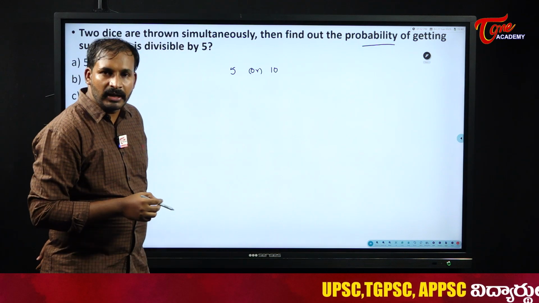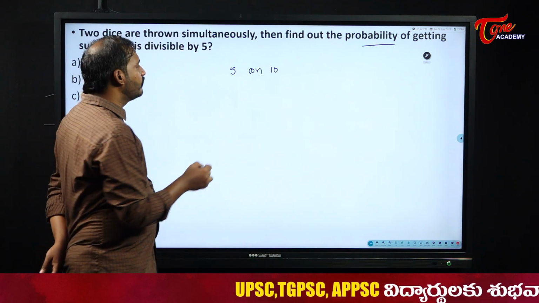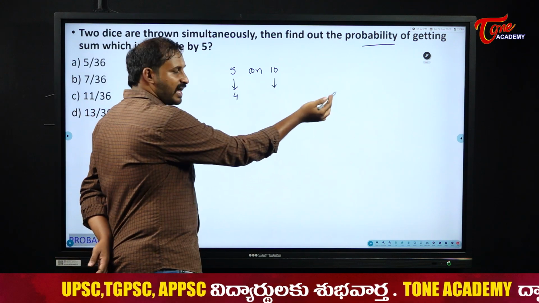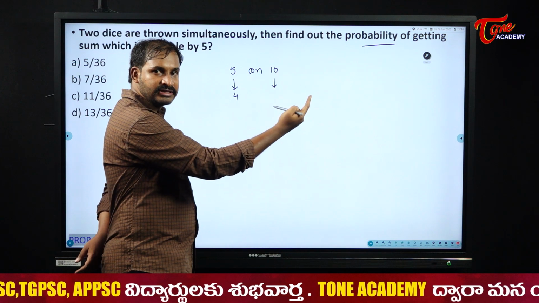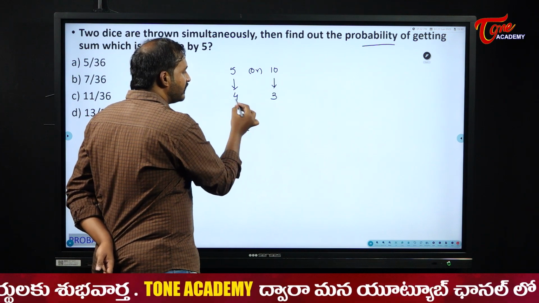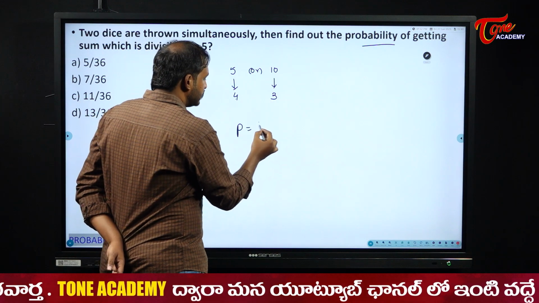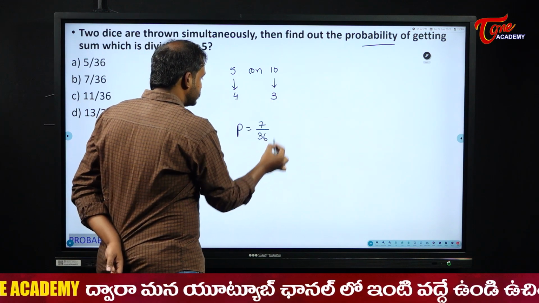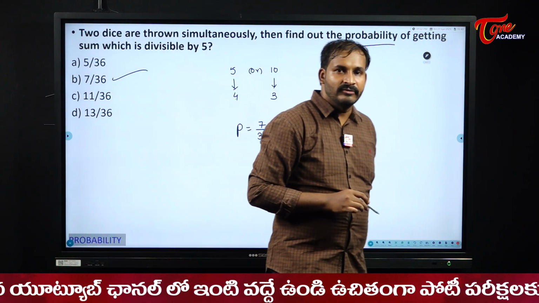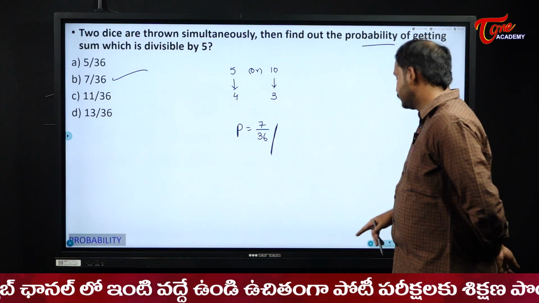5 or 10. Only 2 multiples are possible, right? To get 5, how many chances do we have? 4. To get 10, from the back side, 12 is 1, 11 is 2, 10 will become what? 3. So my probability here will become 4 plus 3, which is how much? 7. 7 by 36 will be my probability. Next one.